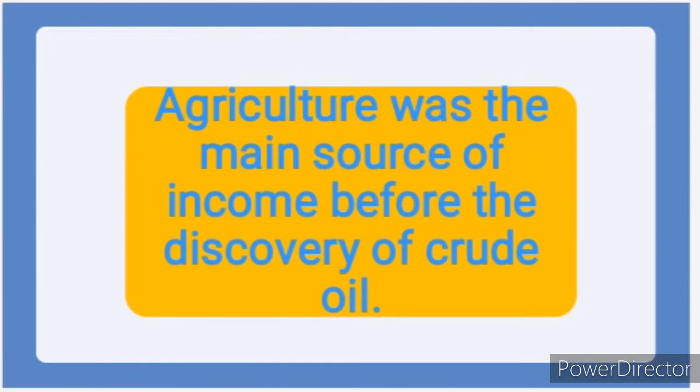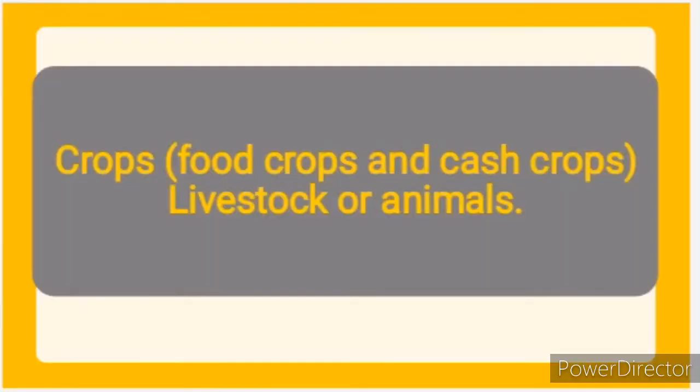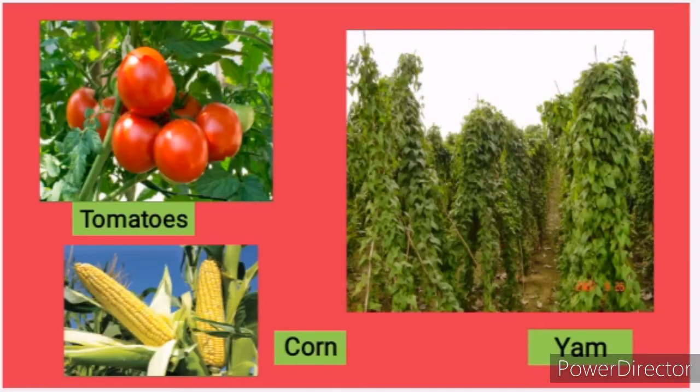Now let's look at the types of agricultural resources. We have crops and livestock or animals. There are two types of crops: food crops and cash crops. Food crops are crops that we grow to eat, and you can see some examples of food crops. We have here tomatoes, corn, and yam.